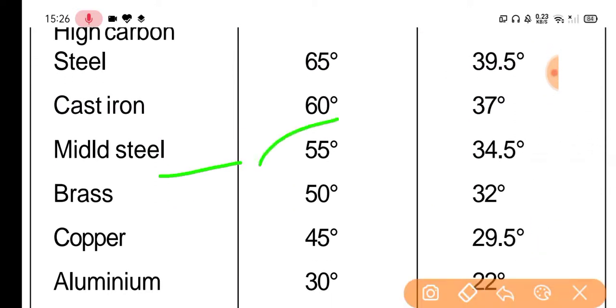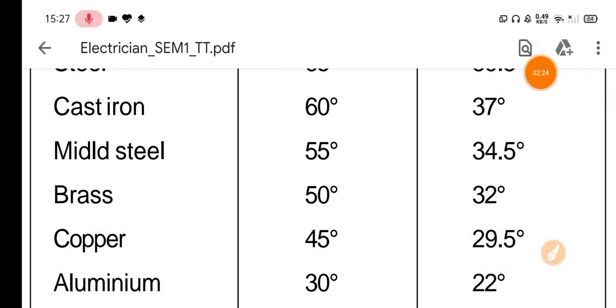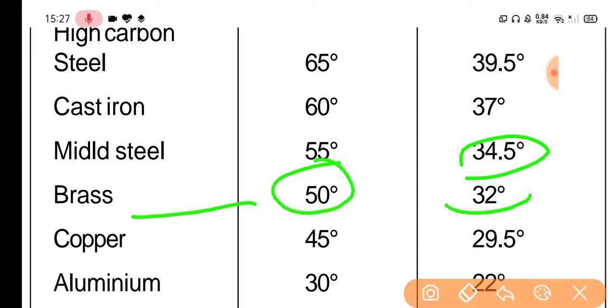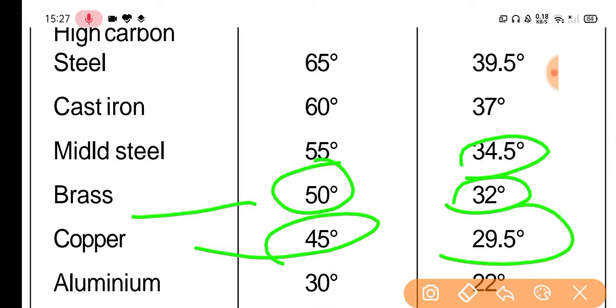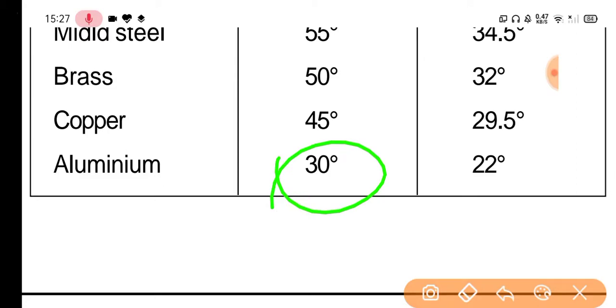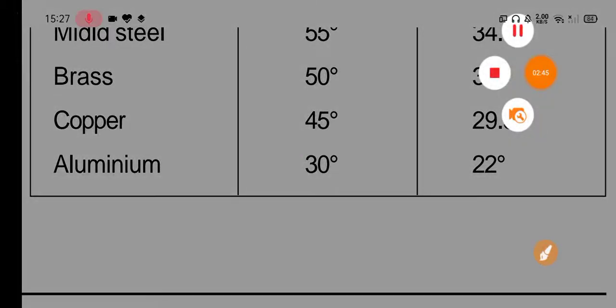Mild steel: 55 degrees and angle of inclination 34.5 degrees. Brass: 50 degrees and angle of inclination 32 degrees. Copper: point angle 45 and angle of inclination 29.5 degrees. Aluminium: 30 degrees and angle of inclination 22 degrees.